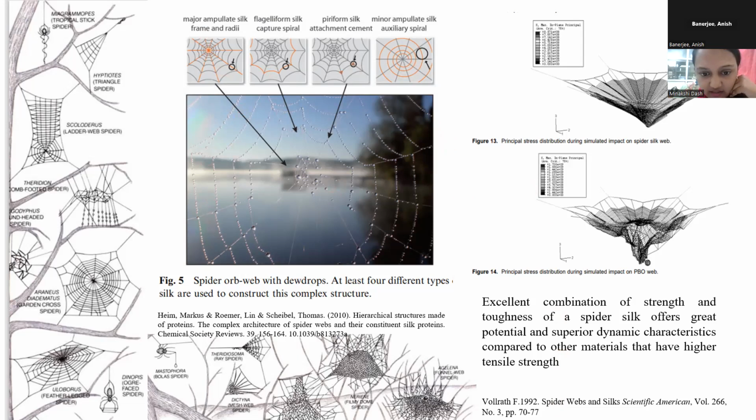So in this one paper, they have made this PBO web. PBO means they have taken a very high tensile strength Kevlar-like fiber, and they have made a web. And then from spider silk, they have made this web. For both kinds of web, they applied some pressure.